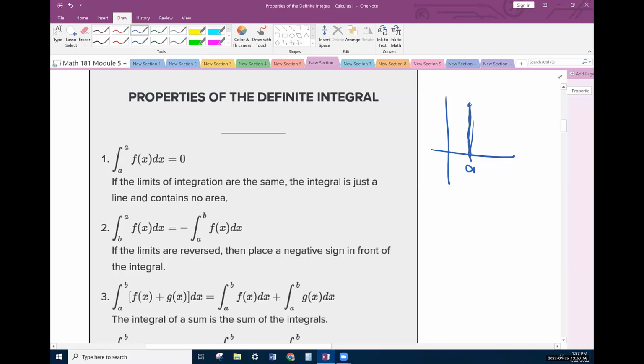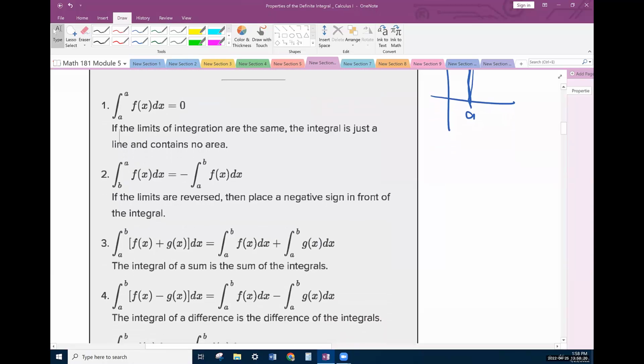The next one, change in the limits of integration. Your integral from b to a of f of x dx is the opposite of the integral from a to b of f of x dx. So if you change your limits, if you swap them, you get the negative of that. And there are times we do that, it just makes things more convenient.